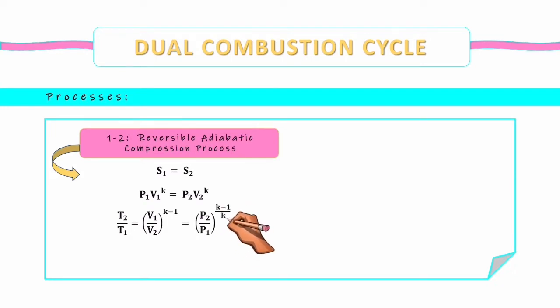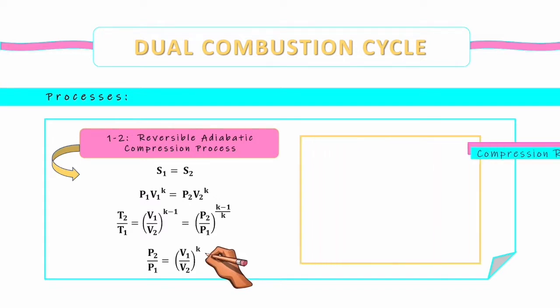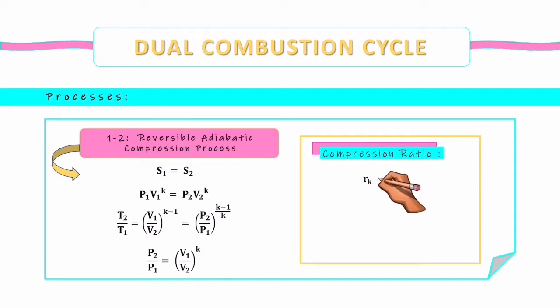The simplified form of V1 over V2 raised to K minus 1 equals P2 over P1 raised to K minus 1 over K, so P2 over P1 equals V1 over V2 raised to K. Looking at the PV diagram at point 1 to 2, the air is compressed. So the compression ratio RK is equal to V1 over V2.